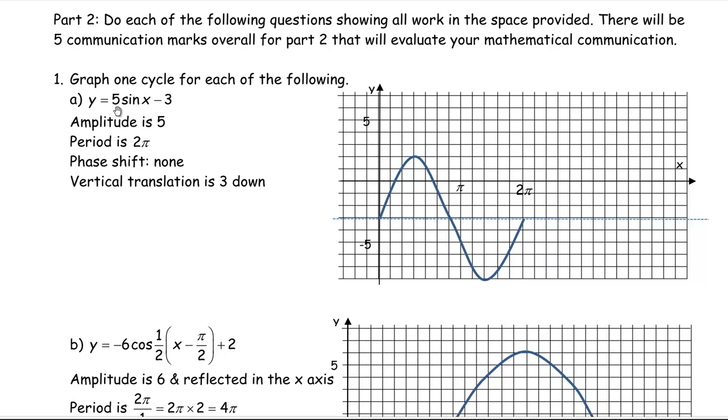And so for this first one, the 5 out front here, the coefficient of the sine, would be the amplitude. So the amplitude's 5. Because it's just sine x, there's no number here like there is in B, so the period would be the normal 2 pi. There is no phase shift for this one. This is what you see for a phase shift, and we'll get into that in B in a moment. The -3 means it's been shifted 3 down. And I normally do that first, so here's my 3 down line. That's the vertical shift down.